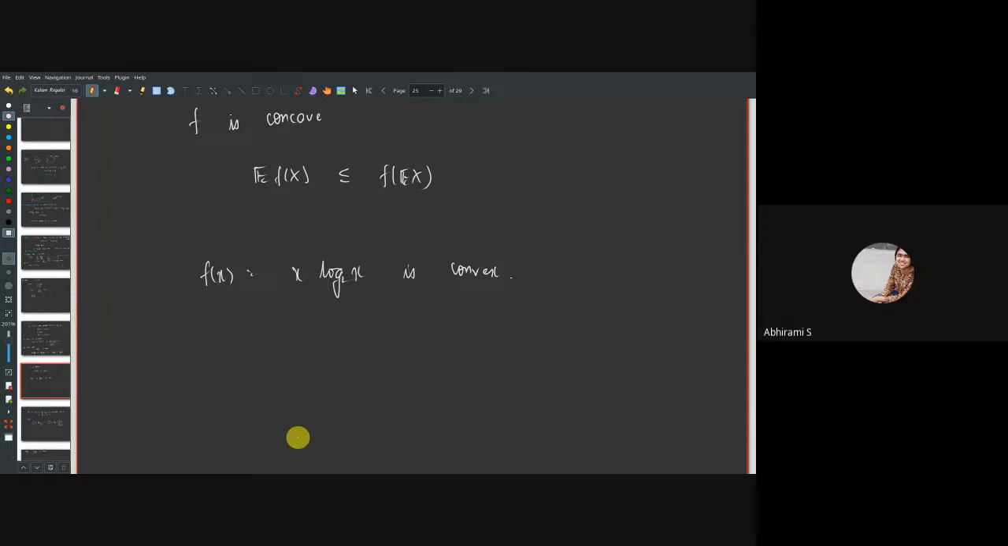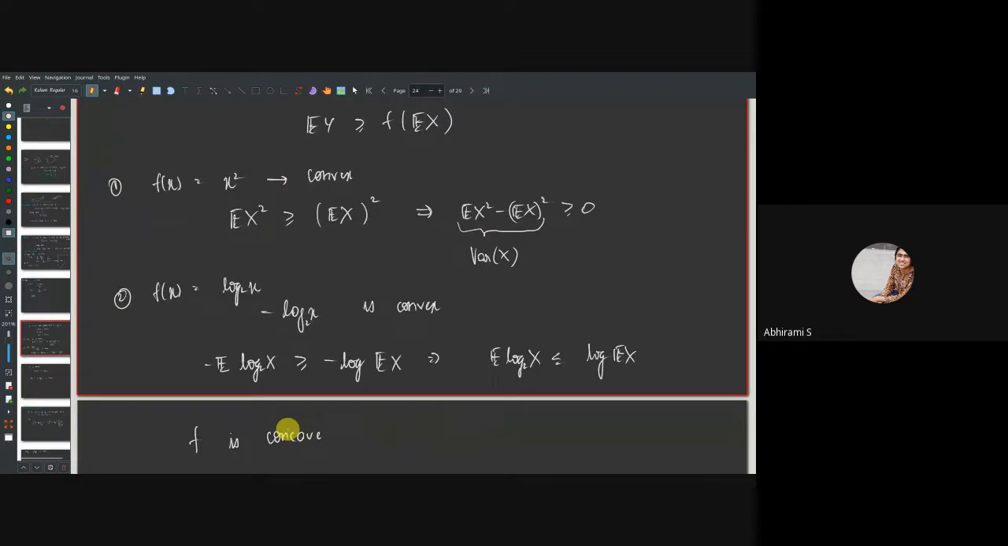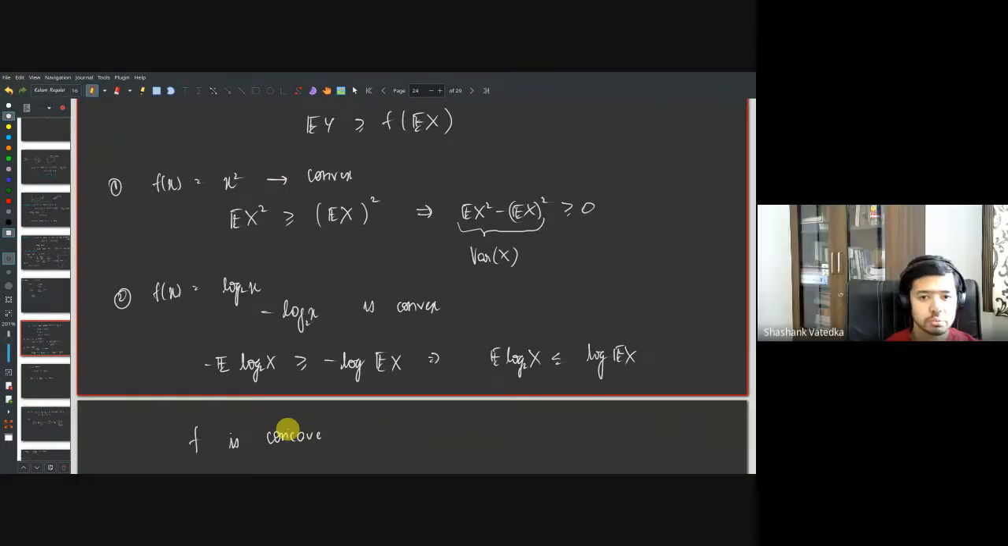Okay, 1 minute. Yes. So we are taking the expectation of f of x and f of expectation of x in both convex and concave cases. So in the convex case, we are able to comment about variance. But x square is a convex function, right? Okay. Right.